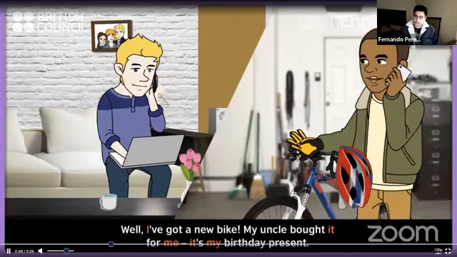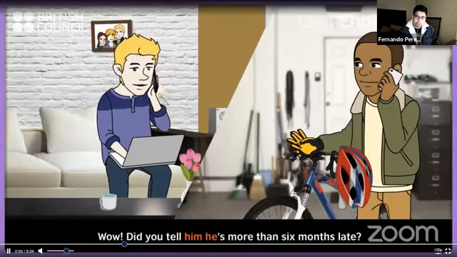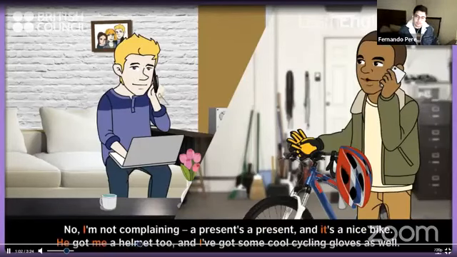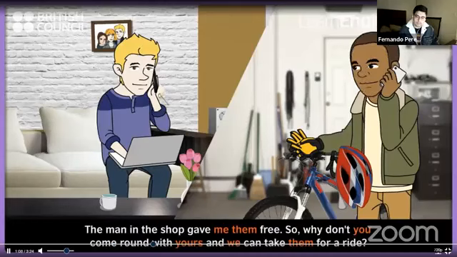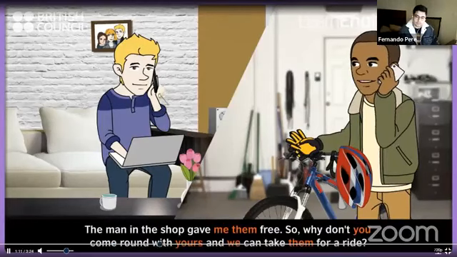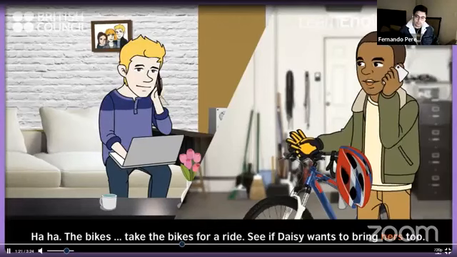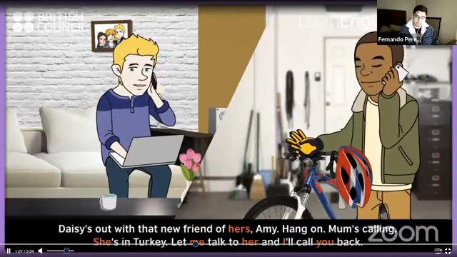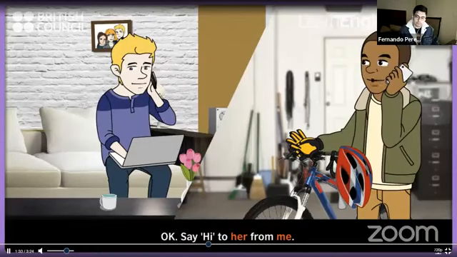Well, I've got a new bike. My uncle bought it for me. It's my birthday present. Wow. Did you tell him he's more than 6 months late? Nah. I'm not complaining. A present's a present, and it's a nice bike. He got me a helmet too, and I've got some cool cycling gloves as well. The man in the shop gave me them free. So why don't you come round with yours, and we can take them for a ride? The gloves? The bikes. Take the bikes for a ride. See if Daisy wants to bring hers too. Daisy's out with that new friend of hers, Amy. Hang on, Mum's calling. She's in Turkey. Let me talk to her and I'll call you back. Okay, say hi to her from me. Will do.